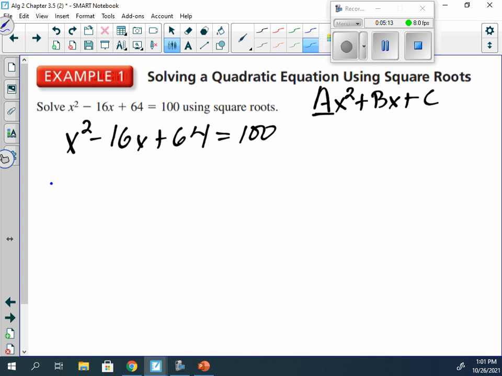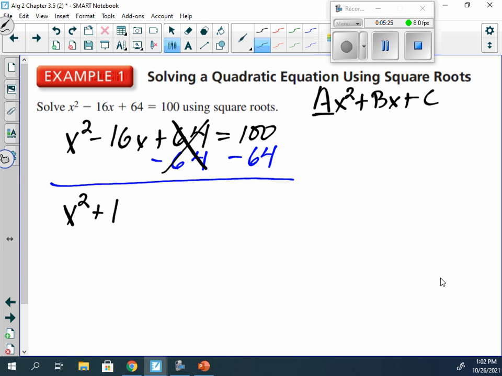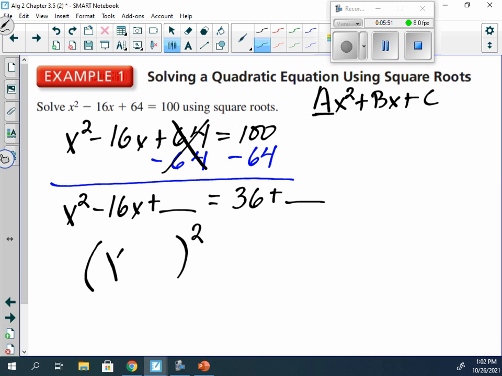So we would subtract 64 from both sides, because 64 minus 64 is 0. So we have x squared minus 16x plus blank is equal to 100 minus 64, which is 36, plus blank. We're leaving those two blanks because we want this to be a perfect square trinomial, so that I can rewrite this side as a set of parentheses squared. That way we can take the square root of both sides and solve.